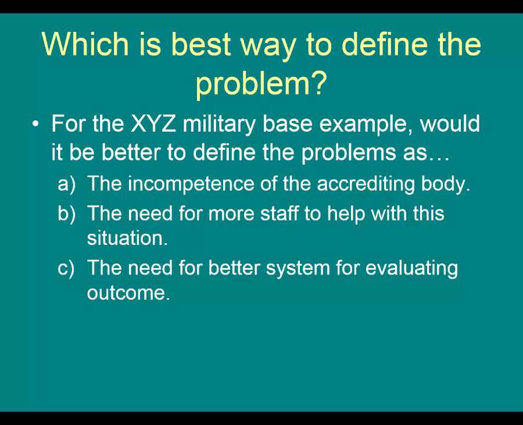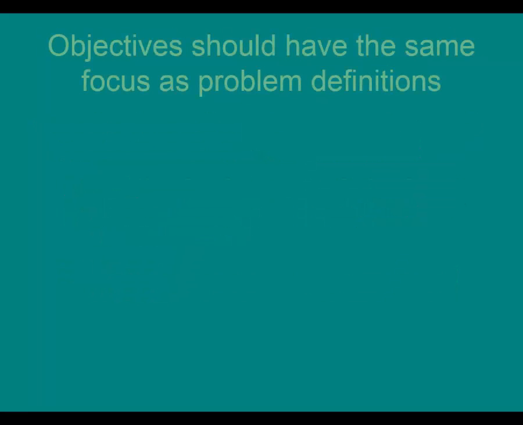Okay, so do you want to define it as incompetence on the accrediting body's part? Is it the need for more staff to help with the situation, or the need for a better system for evaluating outcomes? Well, it may be that B will help with C, but the focus of the problem definition should be C. If you do A, you're going to be blaming others, and that's not going to get you anywhere. You don't have much control over the accrediting body, so just don't go there. But you have a need for a better system for evaluating outcomes. That's the best way to define this particular problem.